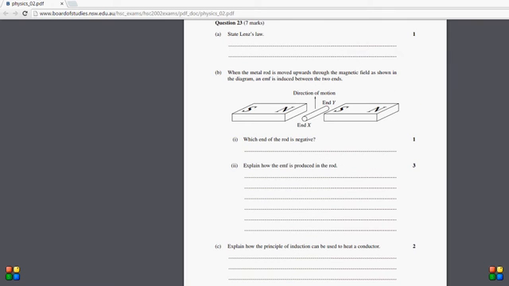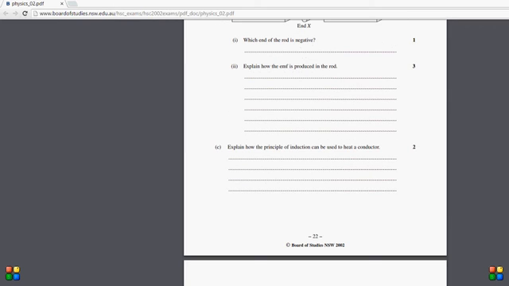So basically, there's lines of flux between these two magnets, and this rod is a current-carrying conductor cutting lines of flux. So basically, it produces an EMF. I don't think that's enough for 3 marks. Anyway, moving on. Explain how the principle of induction can be used to heat a conductor.